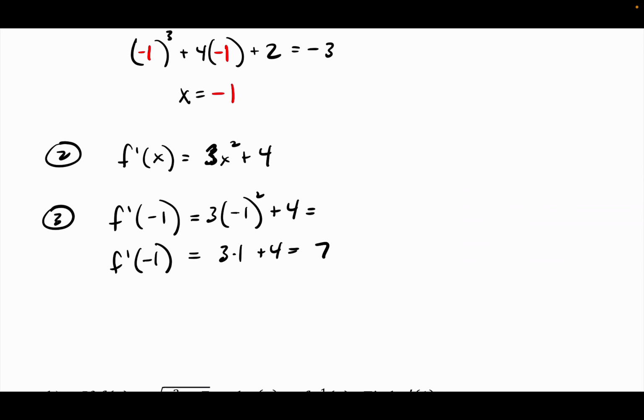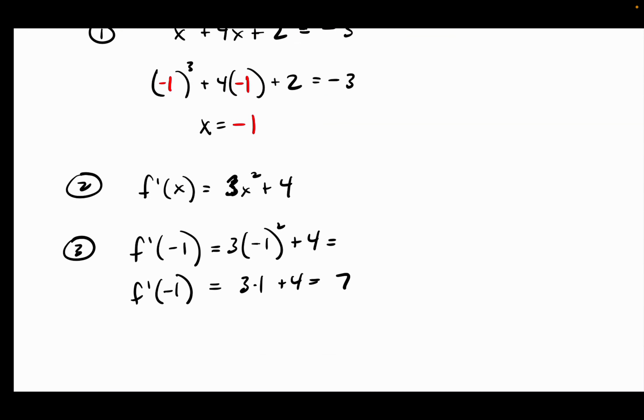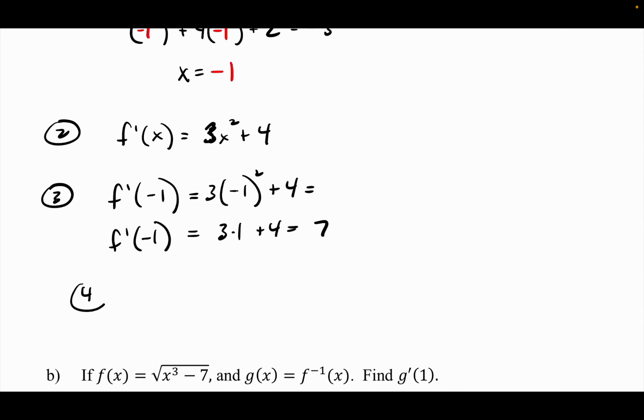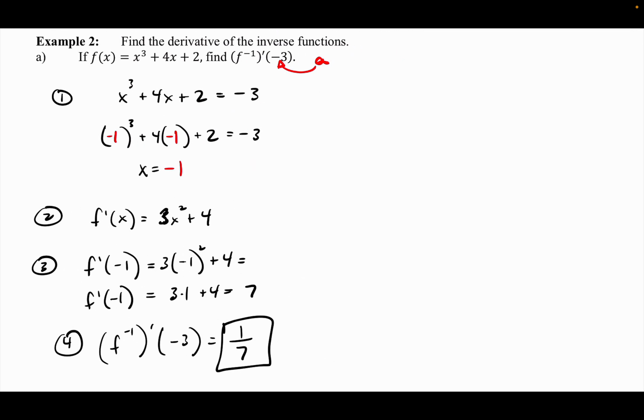Step 4. Flip it. What do you get when you flip it? 1/7. So that's our answer, 1/7. And that's what they ask us to find. The notation there is exactly what they asked us to find, so that's why I put it there to show that's my answer.